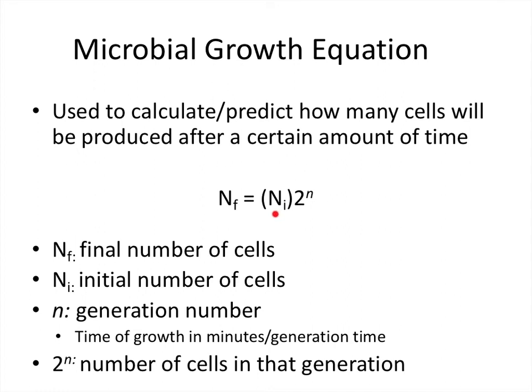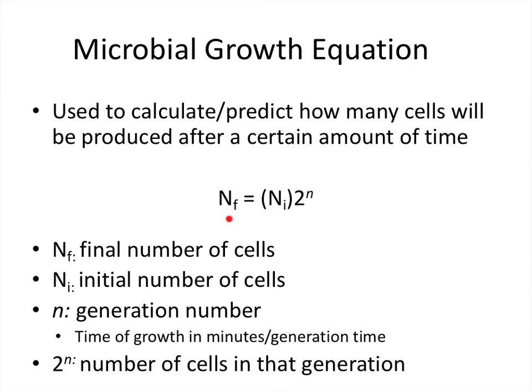What this formula is saying is NF, which equals the final number of cells, equals the initial number of cells, or Ni, times 2 raised to the n. And n equals the generation number. Basically, n here is telling us how many times binary fission has occurred, at least how many generations have occurred, how many sets of parents have been made over time, roughly.